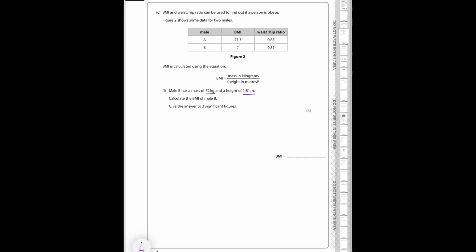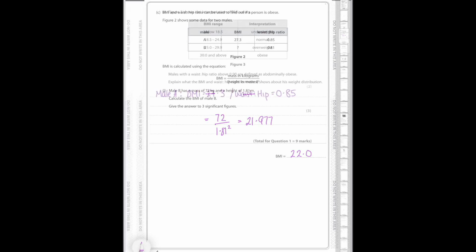We've got to use the equation to calculate the BMI of male B. So the BMI is going to be the mass, which is 72, divided by the height squared, so 1.81 squared. And if we calculate that out, we get an answer of 21.977, and because we've got to give our answer to three significant figures, our answer would be 22.0 to three significant figures.